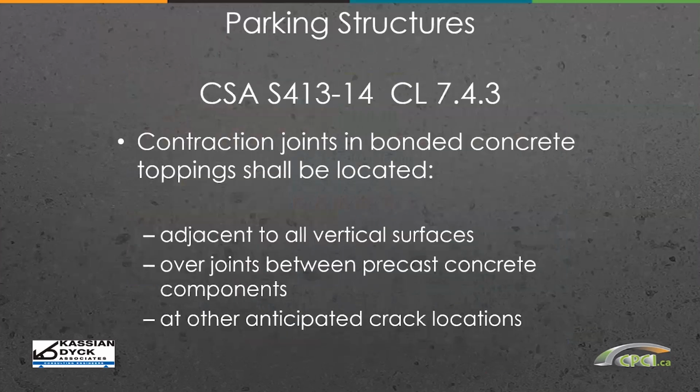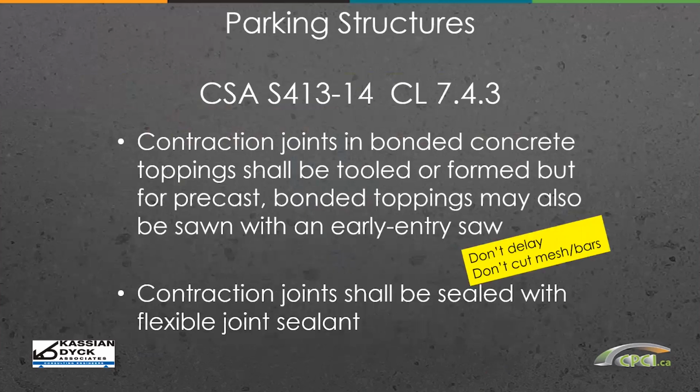So the parking garage code, CSA S413, requires that these crack control joints in bonded concrete toppings be located adjacent to all vertical surfaces, over all joints between precast concrete components, and other anticipated crack locations. Just a note here, they say in S413 that you should tool those. I personally prefer tooling because if you're putting those joints in, that means the concrete is wet and it has not had a chance to dry out and start curing yet, where you could potentially start to get some shrinkage cracking, but it also does permit the bonded toppings to be saw cut.